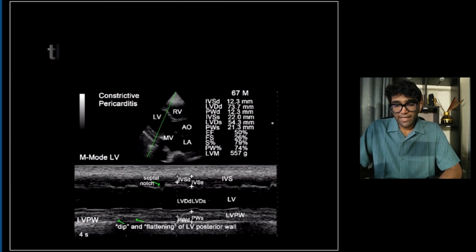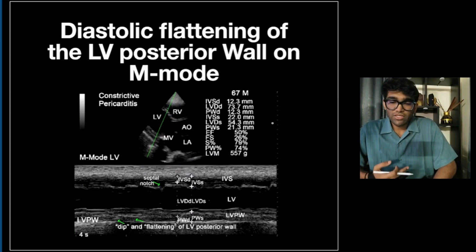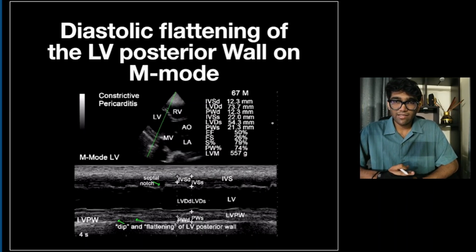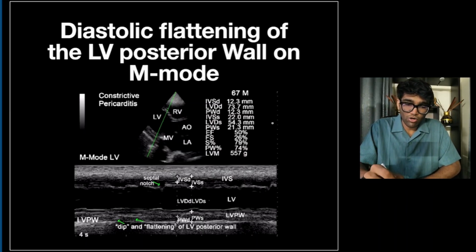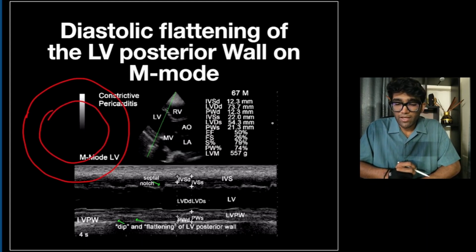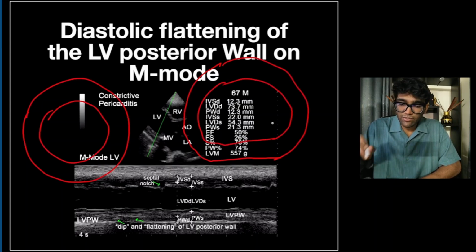Okay, the next thing that we can show is a diastolic flattening of the posterior wall of the left ventricle. Again, because the left ventricular free wall, the posterior wall, is tethered to the pericardium there. Okay, so during diastole it should be rounded, because the normal contour as we've seen of the left ventricle is like this. Okay, but here what is happening is that the posterior wall is actually flat. Okay, so it is flat during diastole.